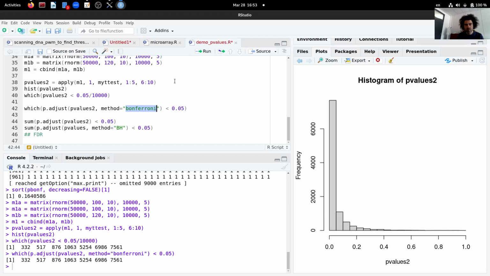Which means that we are super conservative. Being conservative means that we do not reject the null hypothesis as often as we should have rejected it. So we just rejected it 7 times. We should have done many more rejections. So the Bonferroni correction is ultra conservative.